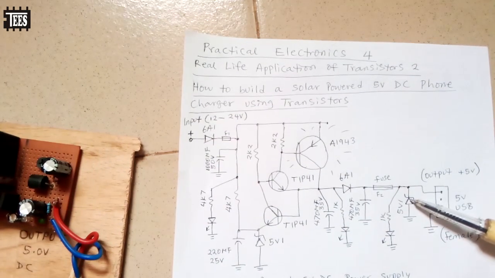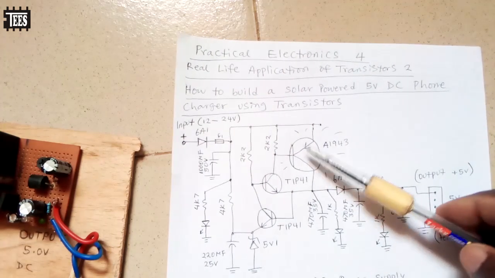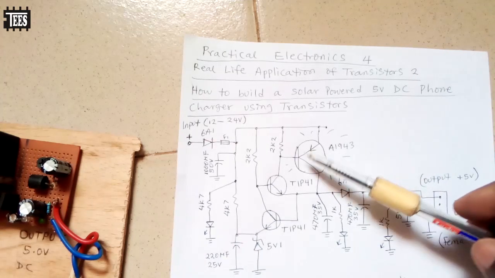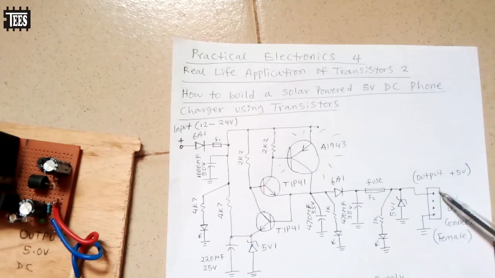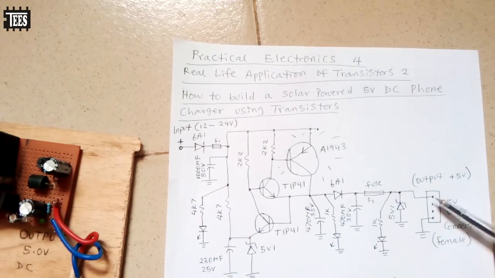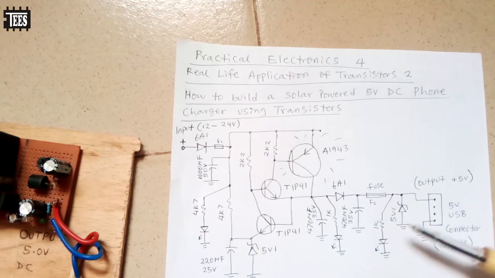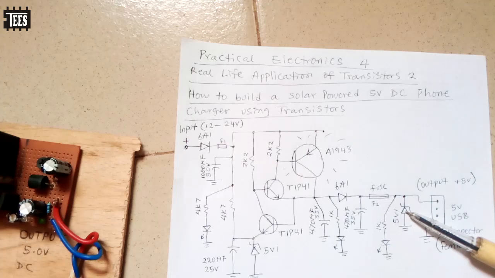Now, why is this 5.1 volt Zener diode here? Very, very important. It's to protect your phone, should in case something goes wrong here. If something goes wrong and the input becomes the output, you're going to lose your phone. So to protect your 300,000, 150,000 naira phone, you need to protect it. How much is this Zener diode? Just 15 naira.